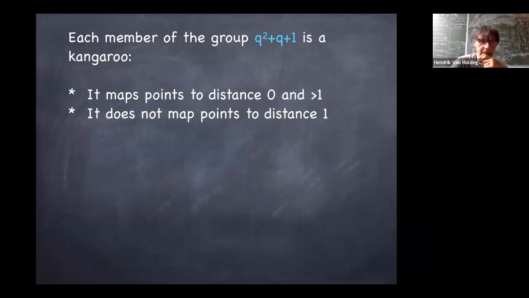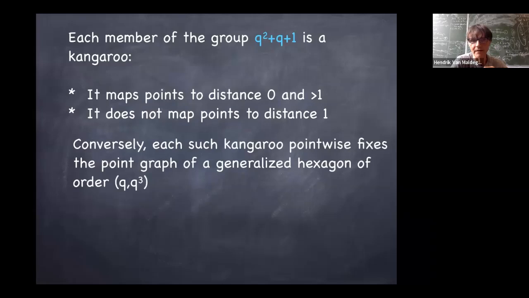Okay, and then I was asking myself, can you go back? What if you now assume that you have an automorphism of that graph that is a kangaroo? So you map points to distance 0 and bigger than 1, but never to distance 1. So you never map a point to an adjacent one. Well, I could prove that each such kangaroo pointwise fixes the graph of that generalized hexagon, and in fact, it is inside such a group of order Q squared plus Q plus 1. And then you have that regular set associated. So this gave me the idea.